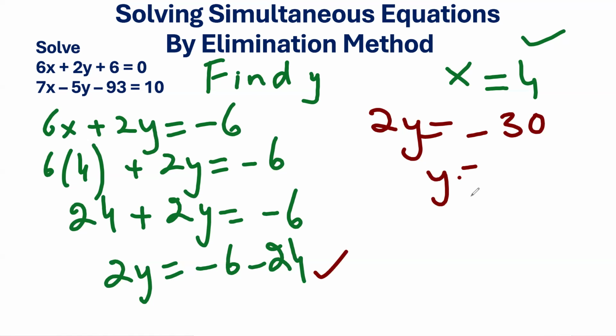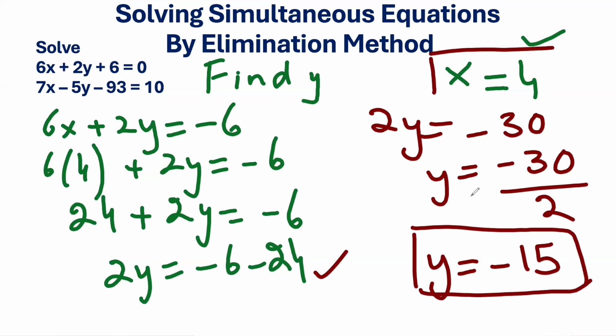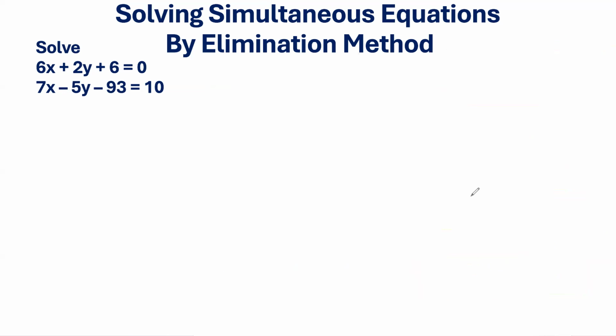You can find y. Minus 30 divided by 2. So the value of y is minus 15. And x is equal to 4 and y is equal to minus 15. 4 comma minus 15 is the answer. Now we will verify the answer. 4 comma minus 15. Let's verify. This is the answer we will verify.